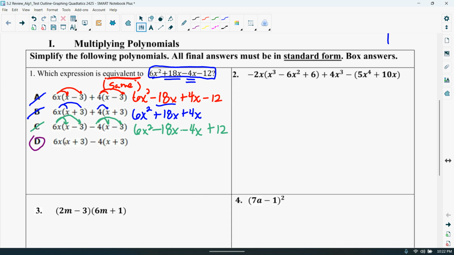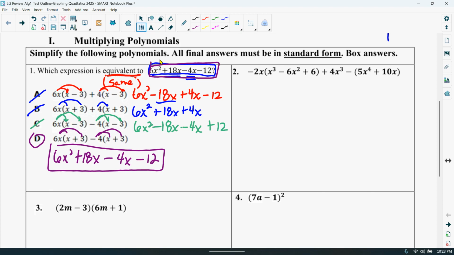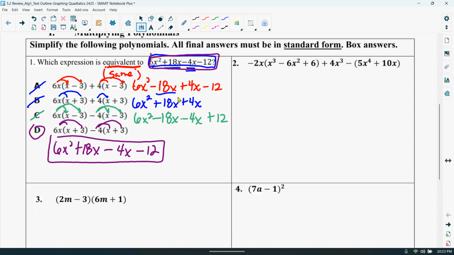And I can show the work to verify that it's 6x squared plus 18x. Negative 4 times x is minus 4x and minus 12. So that shows that this is the exact same expression as the expression in the problem. So in multiplying polynomials, you have to be able to distribute and still remember your exponent rules, and you have to combine like terms, all right?